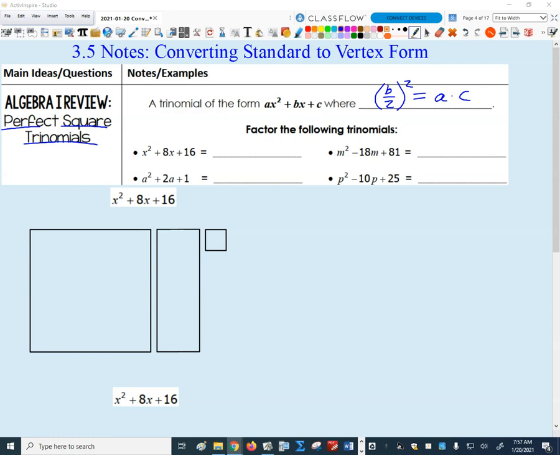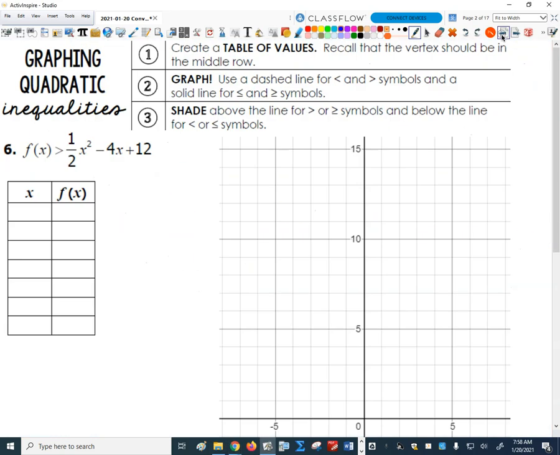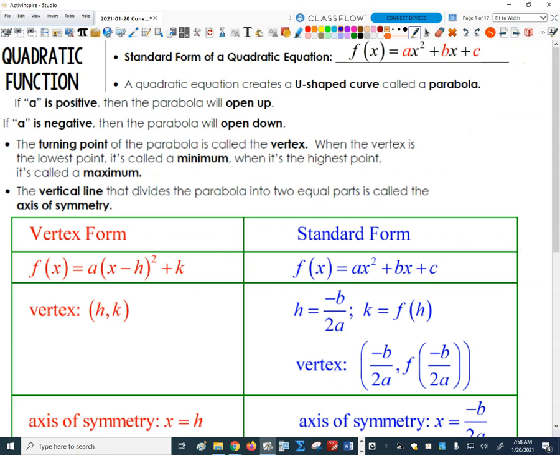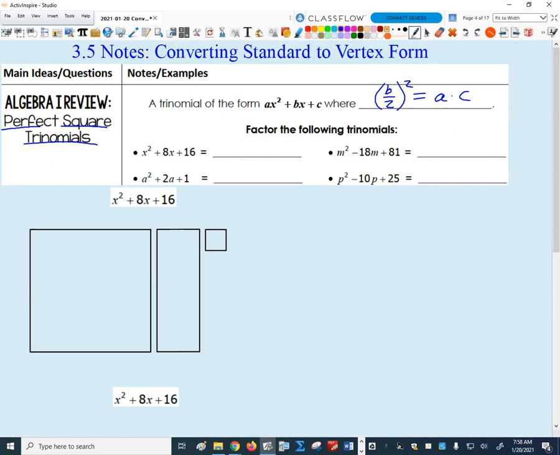So a quadratic trinomial in standard form just looks like, as we've talked about, f of x equals ax squared plus bx plus c. It's quadratic. It's a trinomial because it has 3 terms. And a quadratic trinomial is a perfect square trinomial if, am I recording? Yeah. If half of b squared is equal to the product of a and c.